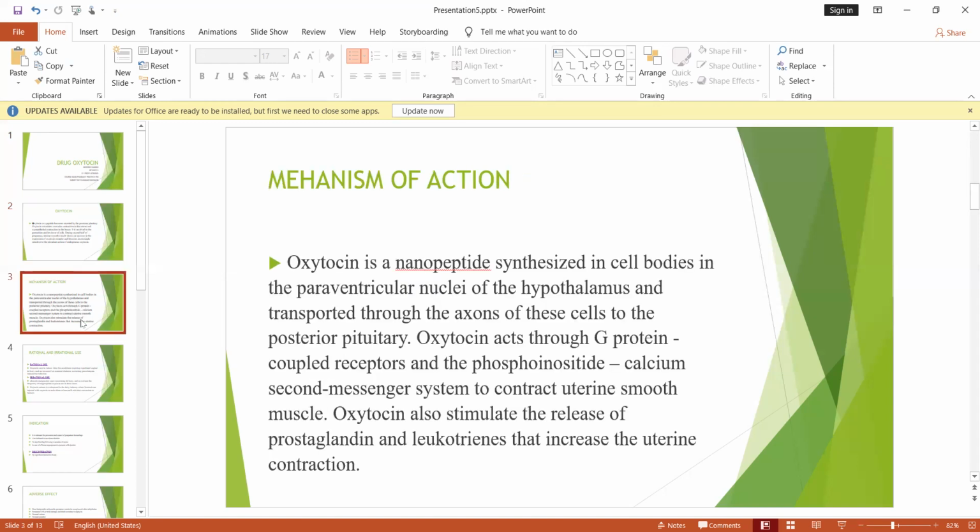Now we have a short mechanism of action of oxytocin, as to how it works. Oxytocin works by increasing the concentration of calcium inside the muscle cells. The calcium inside the muscle cells controls the contraction of the uterus. Increased concentration of calcium increases the contraction of the uterus.